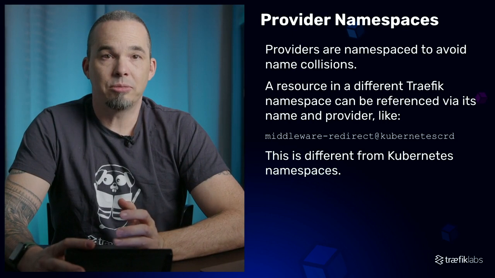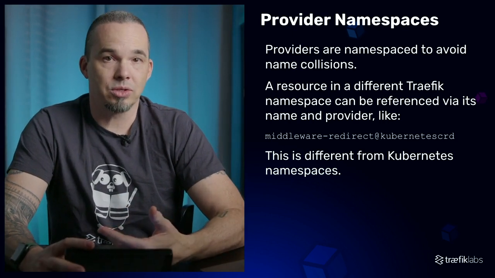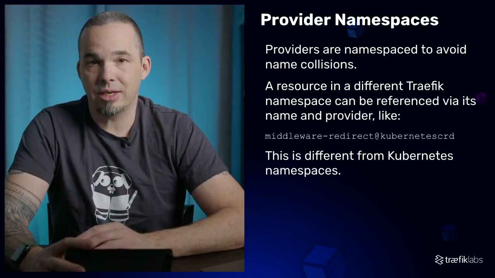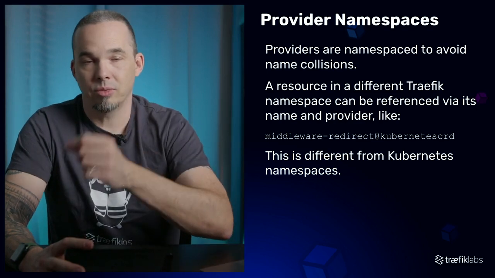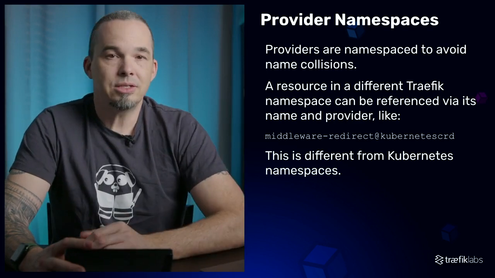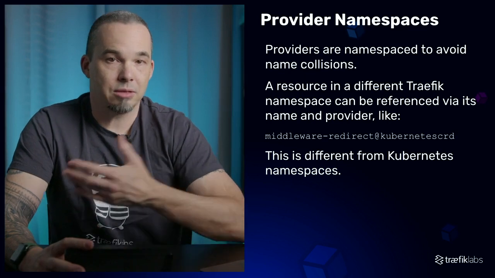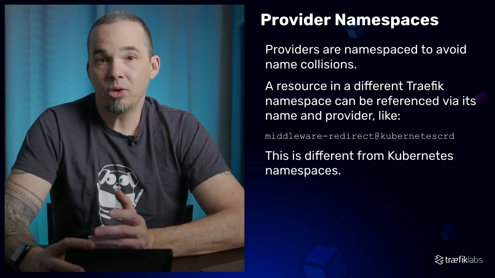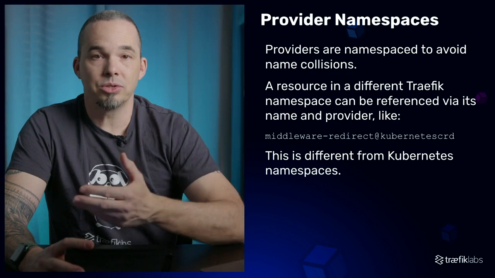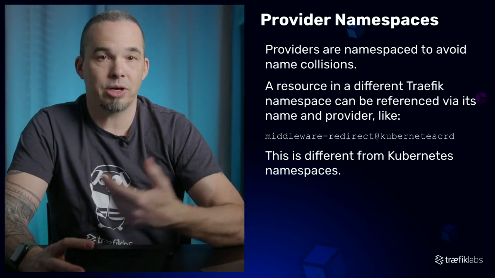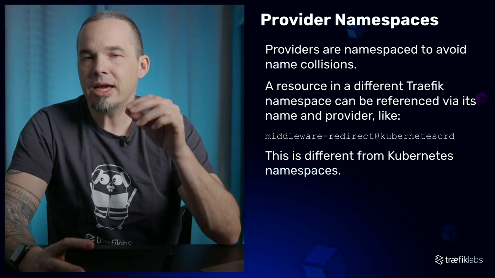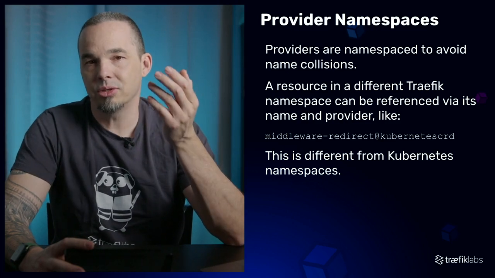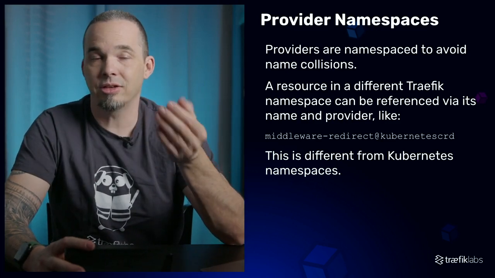If you wanted to use that middleware from within an ingress route resource, which is already part of the Kubernetes CRD provider, then you would just reference it as middleware-redirect. This lets you reuse resources and mix and match providers. Maybe your middleware is stored in an etcd or a Zookeeper data store so that it can be used by Traefik proxy running in both Docker and Kubernetes. Do you see how you can start to assemble a modular system that serves your entire environment?